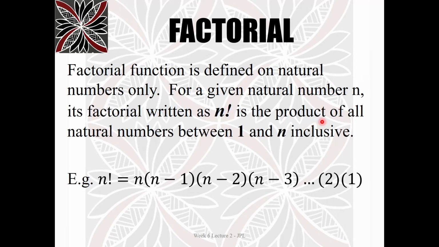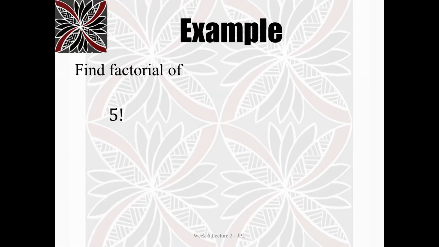Products, we're dealing with multiplication. So for example, if we have n factorial expanded, using variables, that's n, and then you multiply with n minus 1, multiply n minus 2, multiply n minus 3, and so on until you reach 1. For example, we have 5 factorial. That means 5 times 4 times 3 times 2 times 1, which gives the answer of 120.